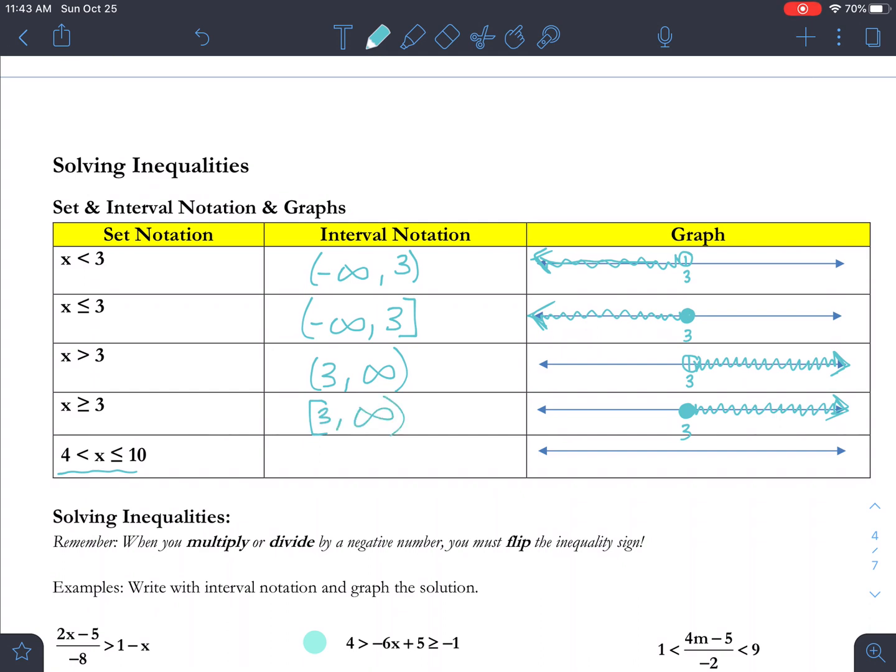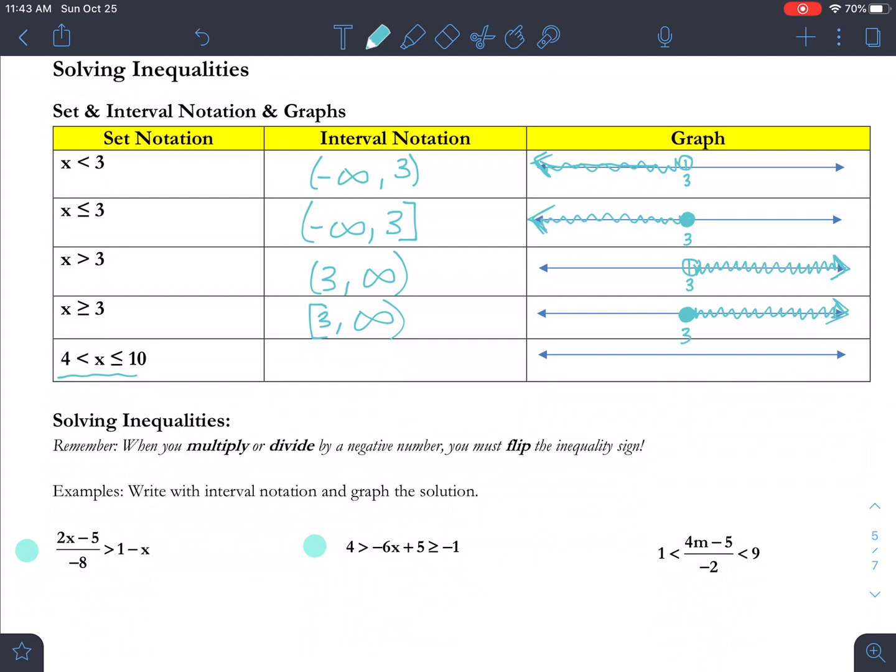All right, the last one, like I said, X is greater than 4 and less than or equal to 10. When it's written this way, it's pretty easy to write in interval notation. You're going to say 4 is the smallest, not included because there's no equal sign. Up to 10 is the greatest, and 10 would have a bracket because it is included. So 4 up to 10, closed circle. And again, 10 would be closed because it is less than or equal to 10.